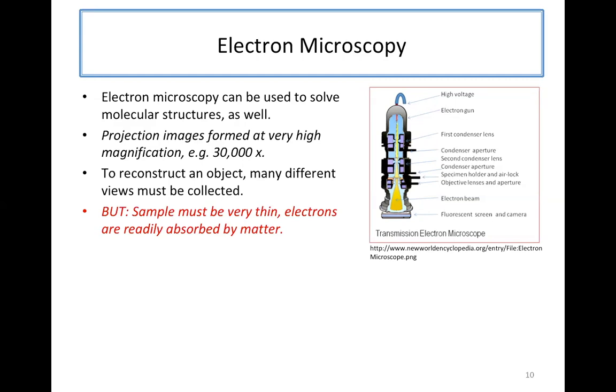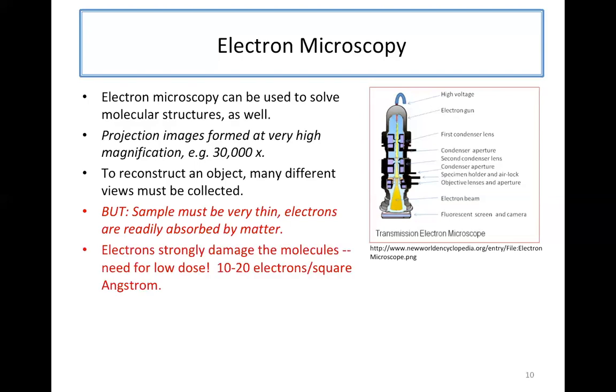The sample must be very thin because electrons are readily absorbed by matter. And also the electrons strongly damage the molecules. There's a need for low dose. 10 to 20 electrons per square angstrom are the typical number. But the result of this is that the images are very noisy. They are affected by the so-called shot noise at low exposure, which simply means that it is impossible to interpret molecules just from such an image. One needs to use averaging in a massive way.